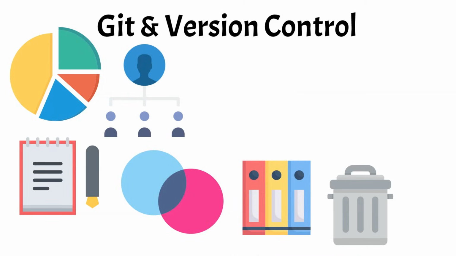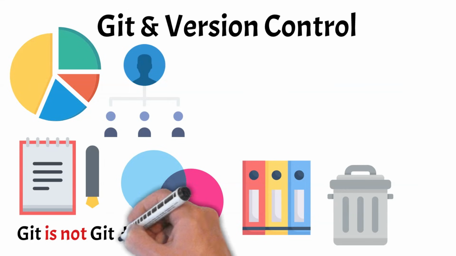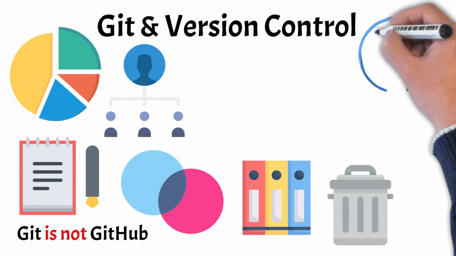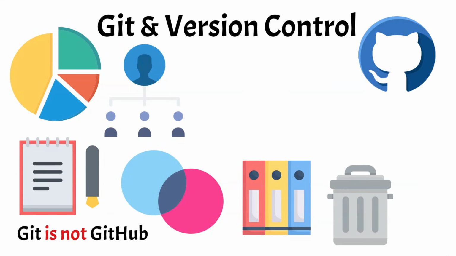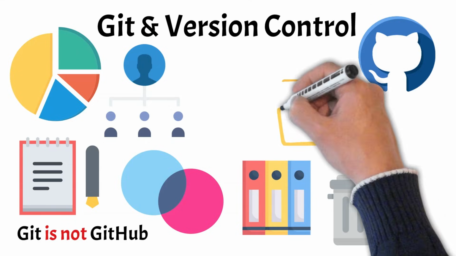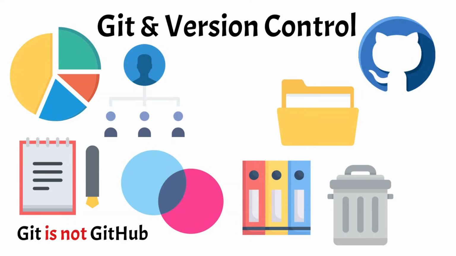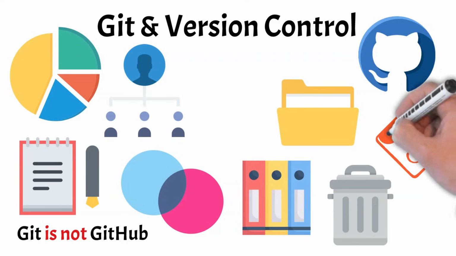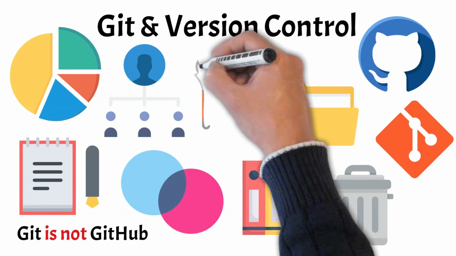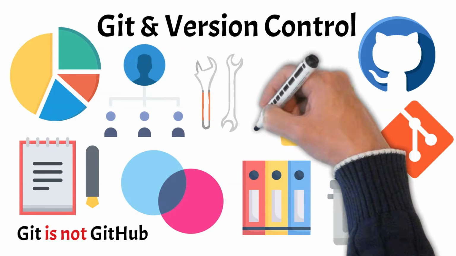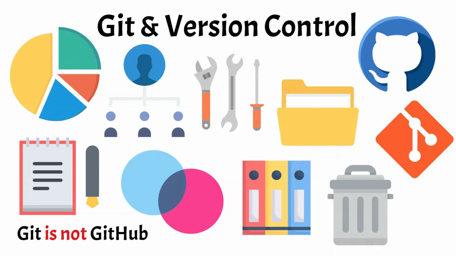You might have also heard about GitHub, but don't confuse the two. GitHub is an online platform that hosts Git repositories, making it easy to share your work, collaborate in real time, and contribute to projects from anywhere in the world. Think of Git as the engine and GitHub as the garage where you keep, showcase, and maintain it. Together, they form the backbone of modern software development.